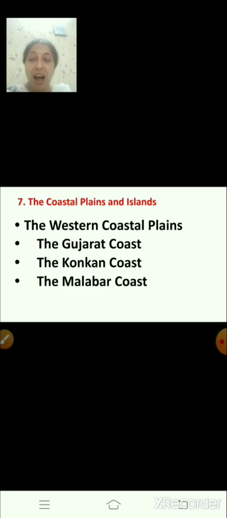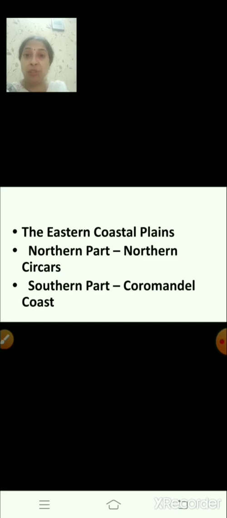The coastal plains of India are located along the Arabian Sea coast in the west and the Bay of Bengal Sea coast in the east. The western coastal plains are divided into, yes, 3 main parts. What are they? They are the Gujarat coast, the Konkan coast, and the Malabar coast. The eastern coastal plains. The northern part of the eastern coastal plains is called Northern Circars, and the southern part of the eastern coastal plains is called the Coromandel coast.